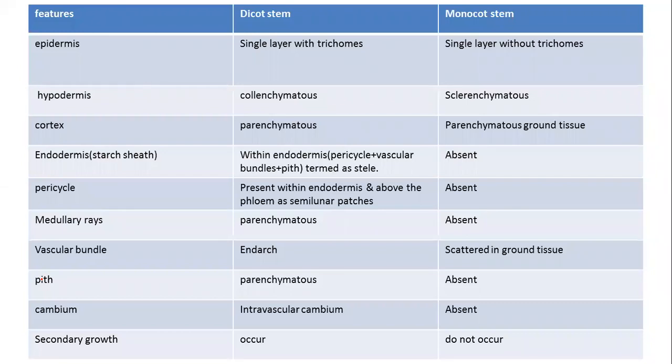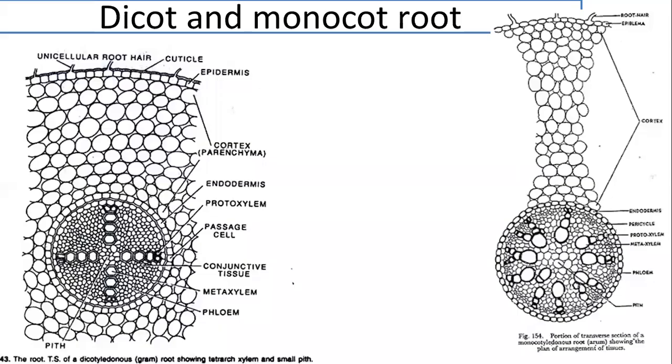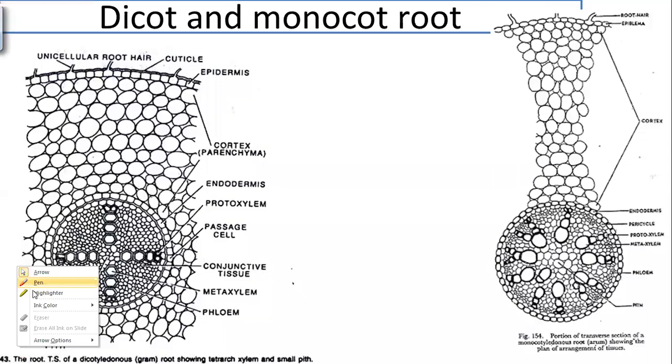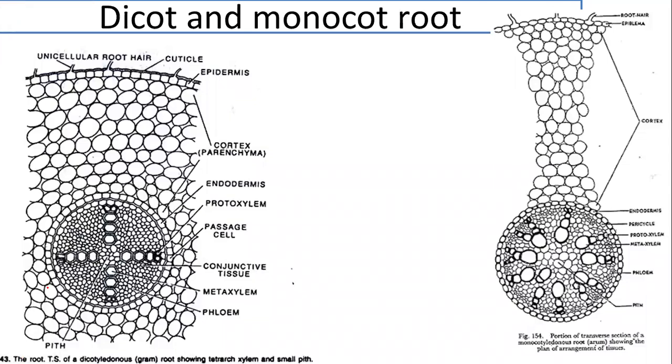Okay, that is enough for your dicot stem and monocot stem. Next, we'll go with dicot root and monocot root. It is also one of the simple ways to study.